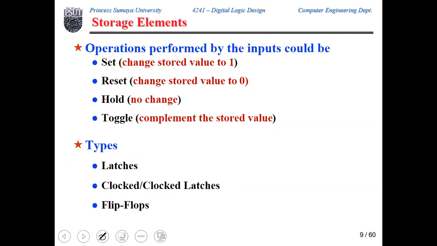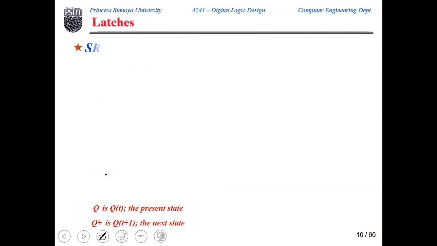So we have covered nothing difficult so far. We just went over what is meant by sequential circuit, and we defined what is meant by storage elements, the different operations that can be performed in storage elements, and the types of the storage elements briefly.